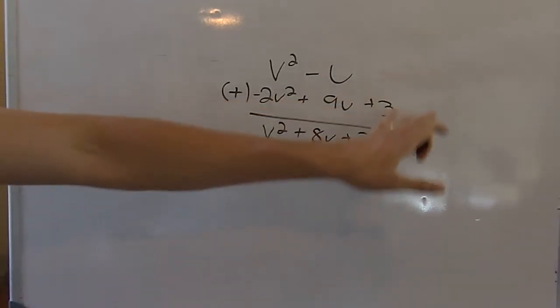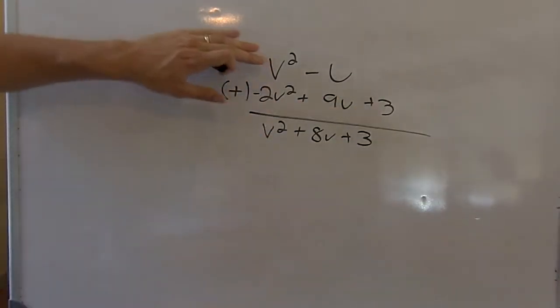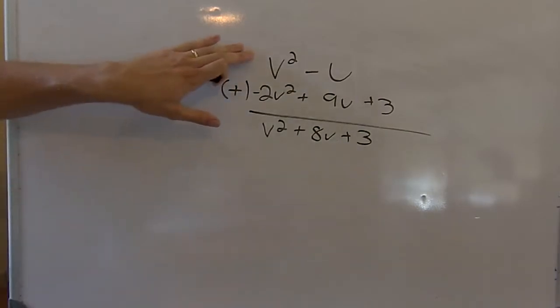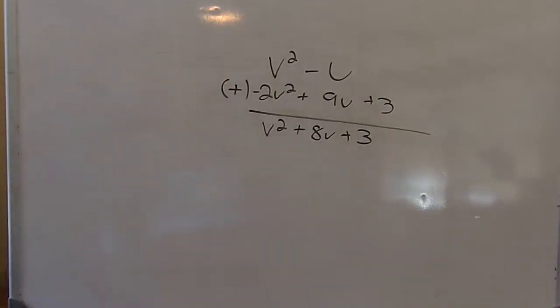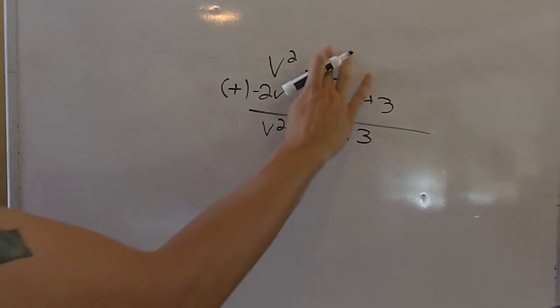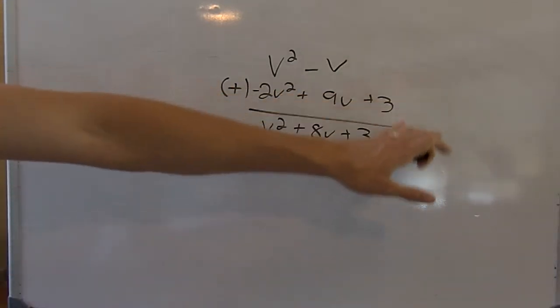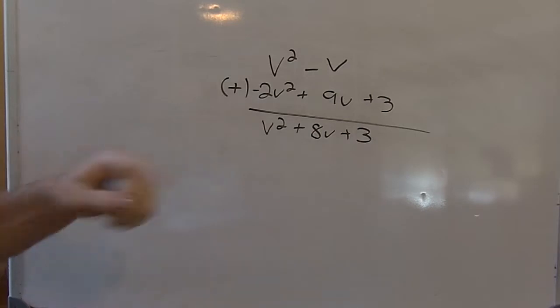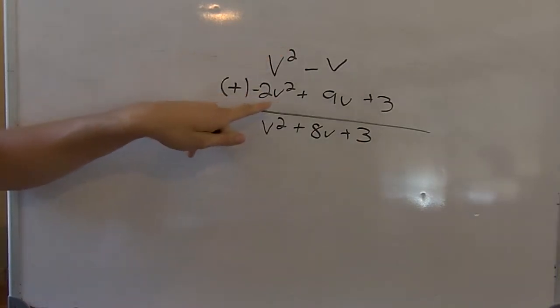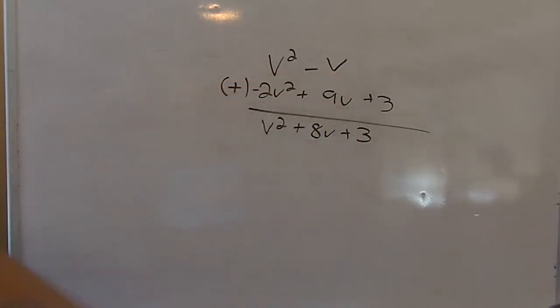The reason why the 3 is by itself is because the top polynomial, which is a binomial, did not have any constants to subtract or add to the 3. It did, however, have a v squared, and it did have a v. So we lined those up accordingly. So that's how you do that problem.